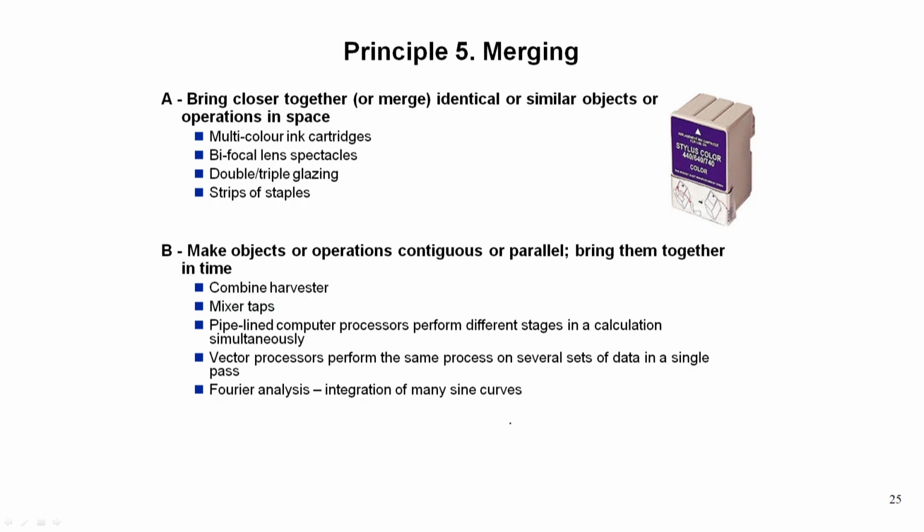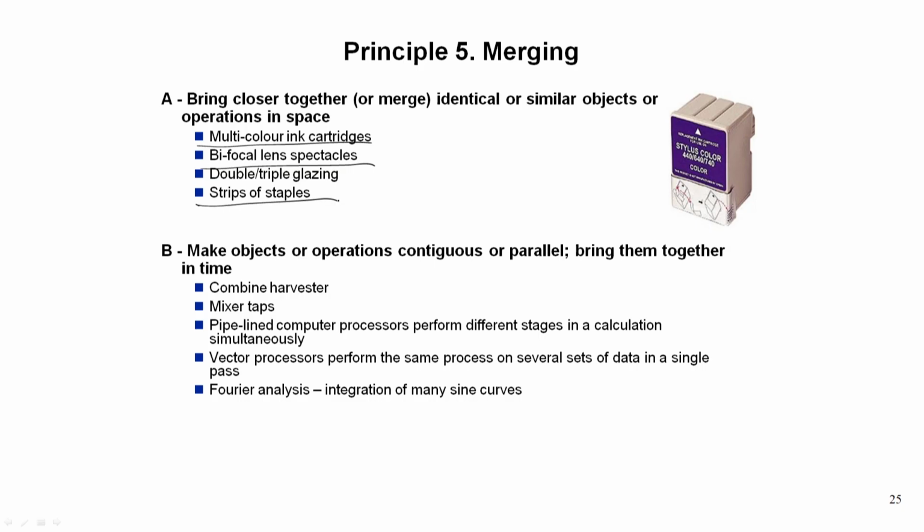Principle 5 talks about the principle of merging. Bring many features closer together, like identical or similar objects or operations in space, bring them together. For example, a multicolor ink cartridge, the same cartridge having multiple colors in it. Bifocal lens spectacles, same lens, but having two different focal lengths. And then double or triple glazing, or strips of staples.